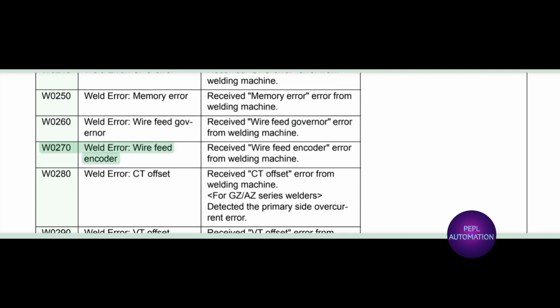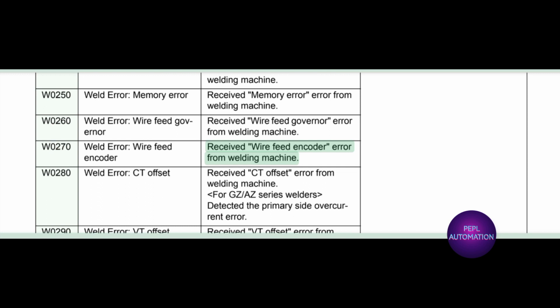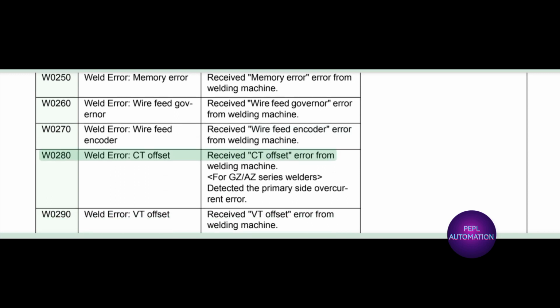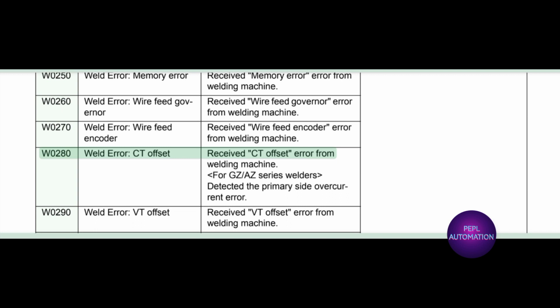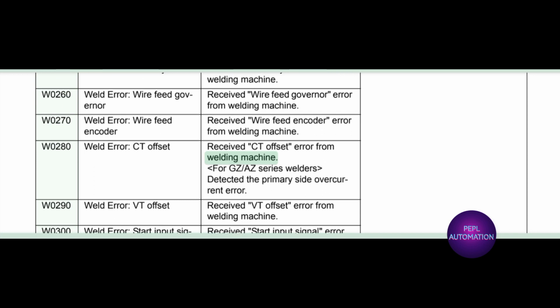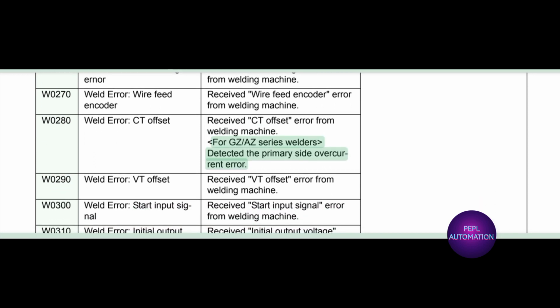W0270 weld error, wire feed encoder received. Wire feed encoder, error from welding machine. W0280 weld error, CT offset received. CT offset, error from welding machine. For GZ, AZ series welders, this detected the primary side overcurrent error.